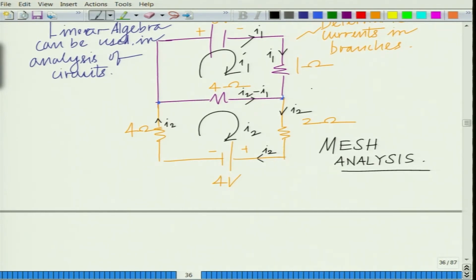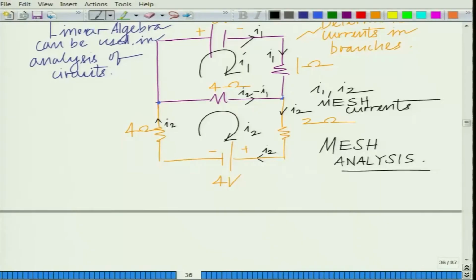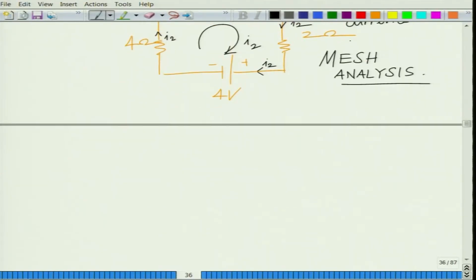This is the mesh analysis. I 1 and I 2, these are the mesh currents, right. We are going to use the principles of mesh analysis to determine the currents. What we have is these two independent meshes. We have the current I 1 in mesh 1, I 2 in mesh 2, and for the elements that overlap between these meshes, you have to determine the currents appropriately, like what we have determined in this circuit.